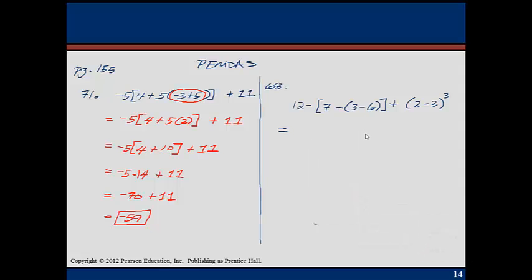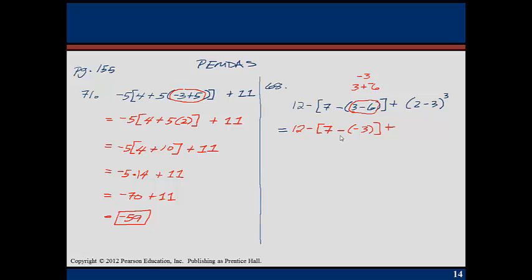Okay, so order of operations, first thing first, parentheses, those include brackets, innermost. So I look at these brackets, I look inside, and I see parentheses. They're right here. So let's start there. So we have 12 minus bracket 7 minus, well, 3 minus 6. 3 minus 6, we change it to be 3 plus negative 6, which you should get as negative 3. Okay? 3 minus 6, negative 3. Do not forget to write the rest of the problem.